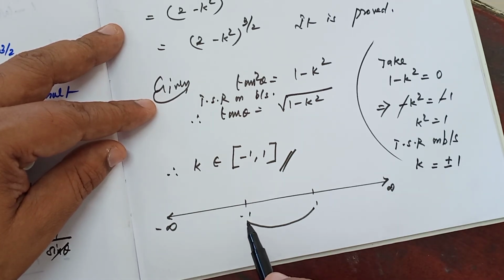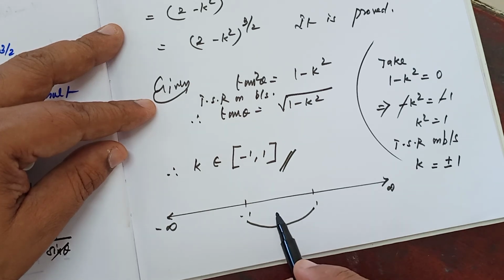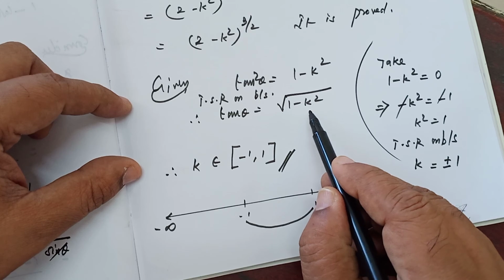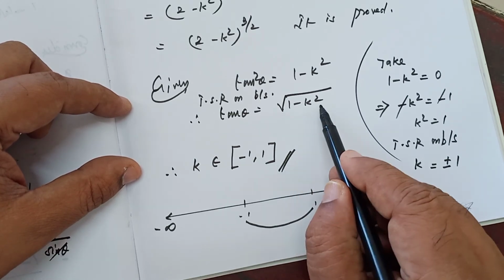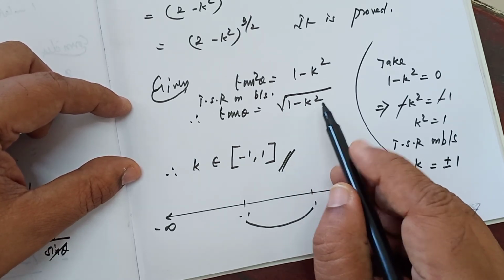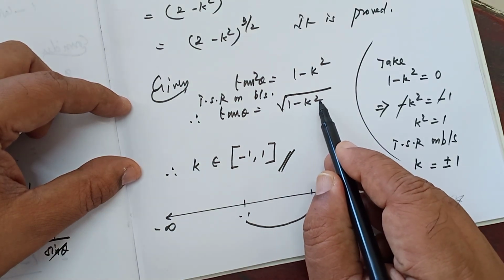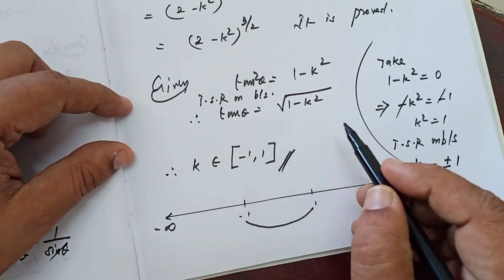So in between minus 1 and 1 can take any number of values. I take 0. If you replace k by 0, 0 square is 0. 1 minus 0, there is a positive value only. Even you can take minus 1. If you take minus 1 over here, minus 1 the whole square is 1. 1 minus 1 is 0. 0 can come.